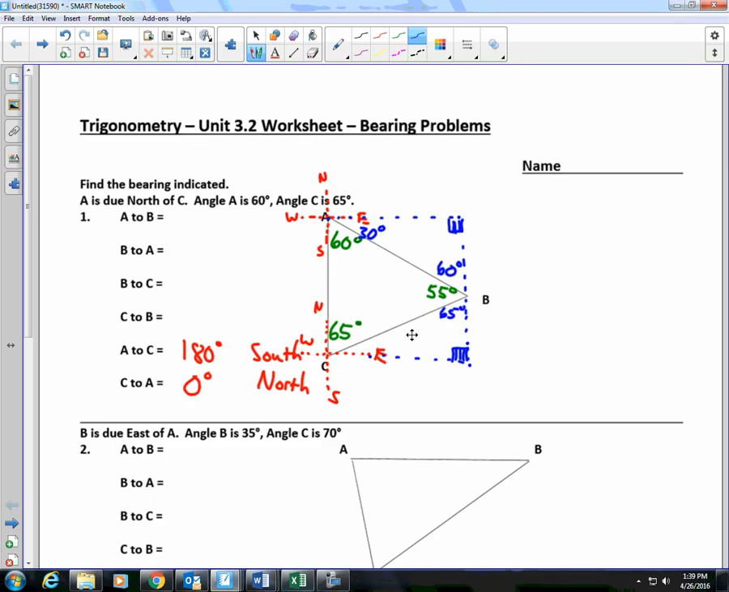Now I have 65 and 90. That has to add up to 180. So I will have 25 degrees right here. All right. Not too bad.